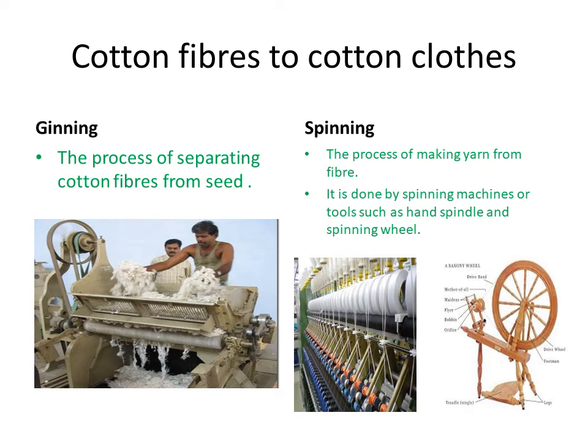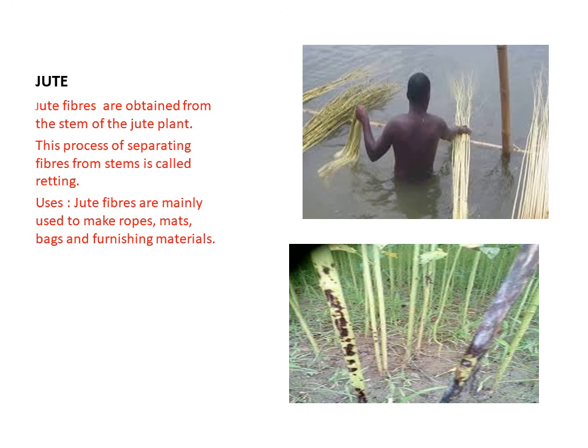And the uses of cotton fibers are, it is made into a variety of cloths, bed sheets, towels and napkins. Next is jute. The next plant fiber is jute. Jute fibers are obtained from the jute plant.